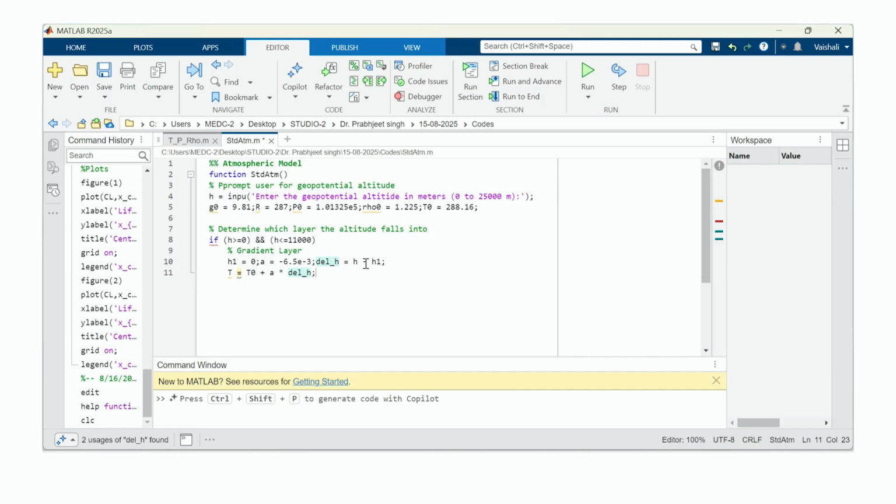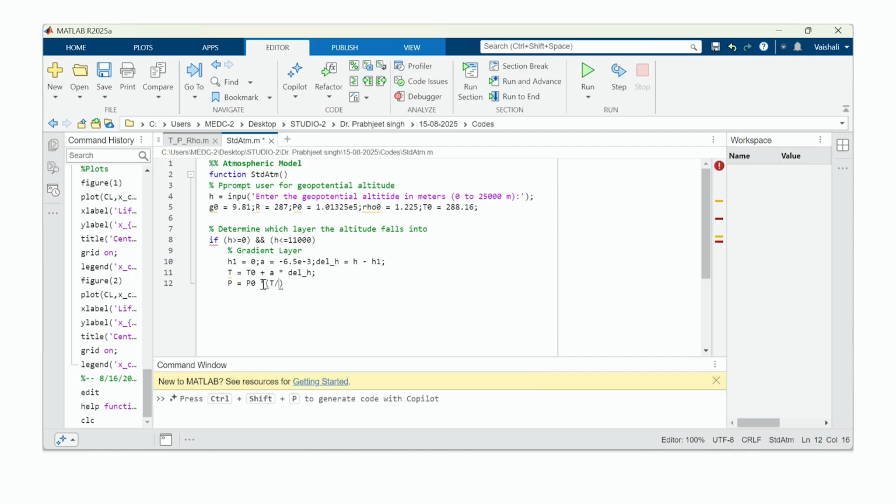Alright. Now we found the temperature. Next we have to find the pressure. Pressure equals P naught. The P naught we have mentioned already. You can see here, after writing here, it is highlighting with this color. So P naught is mentioned already. So P naught into T upon T naught.